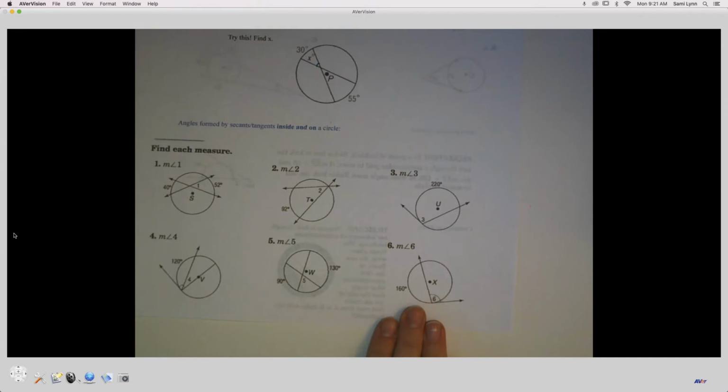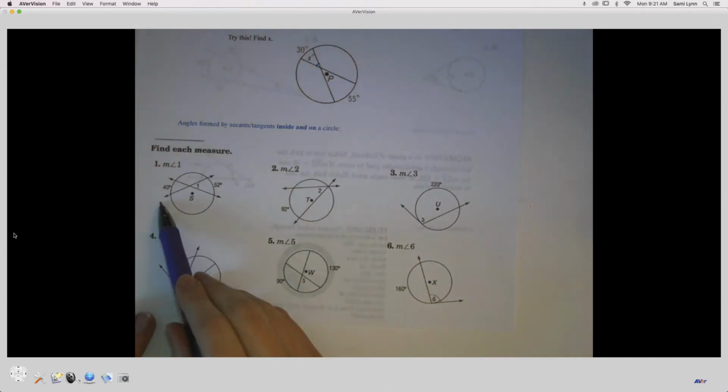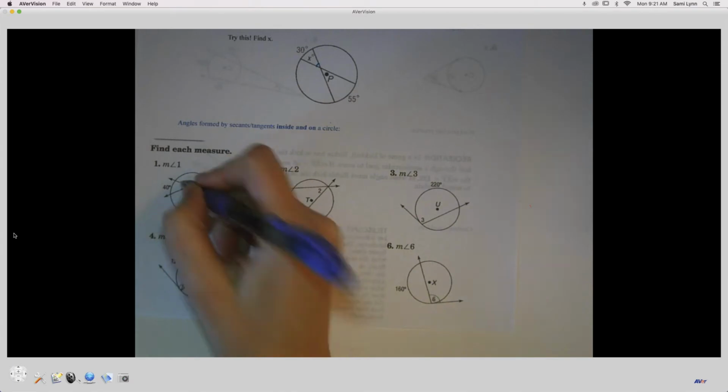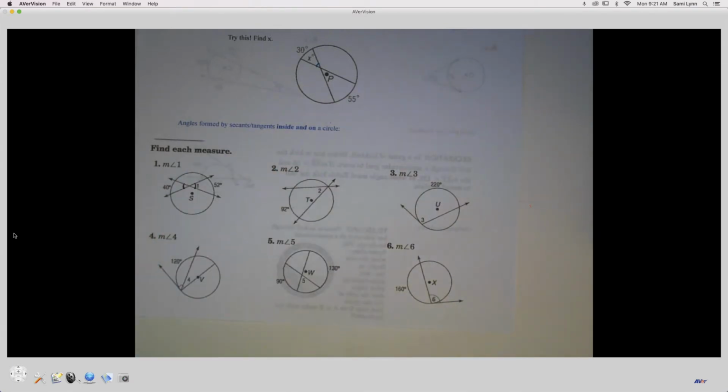So if I'm given these two secants and they're crossing, I'm trying to find the measure of angle 1. This is where I would ask you in class, hey, is there another angle that's congruent to angle 1? You're not there to answer, but maybe think about it. These are vertical angles, so I know that those two angles are congruent. But how do I find the measure of angle 1?